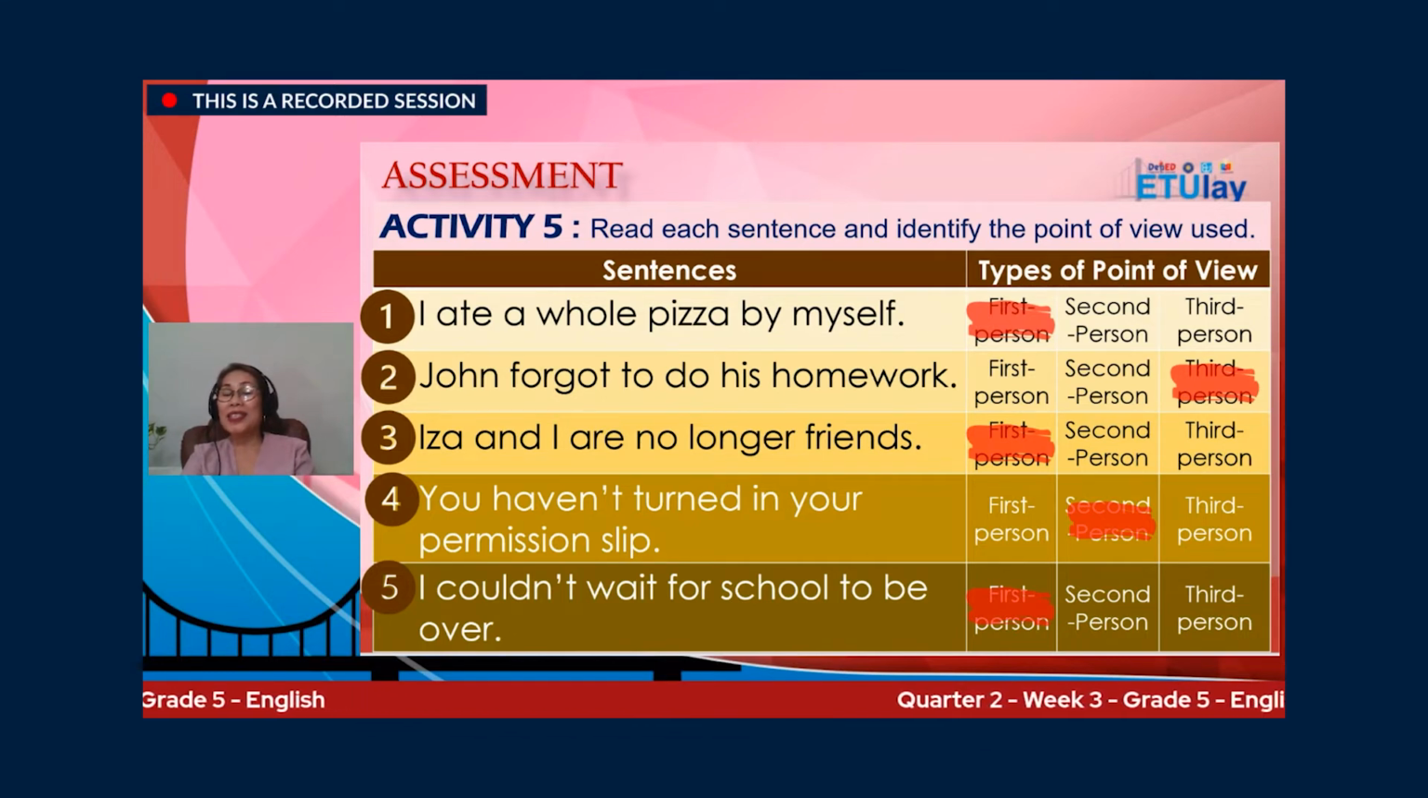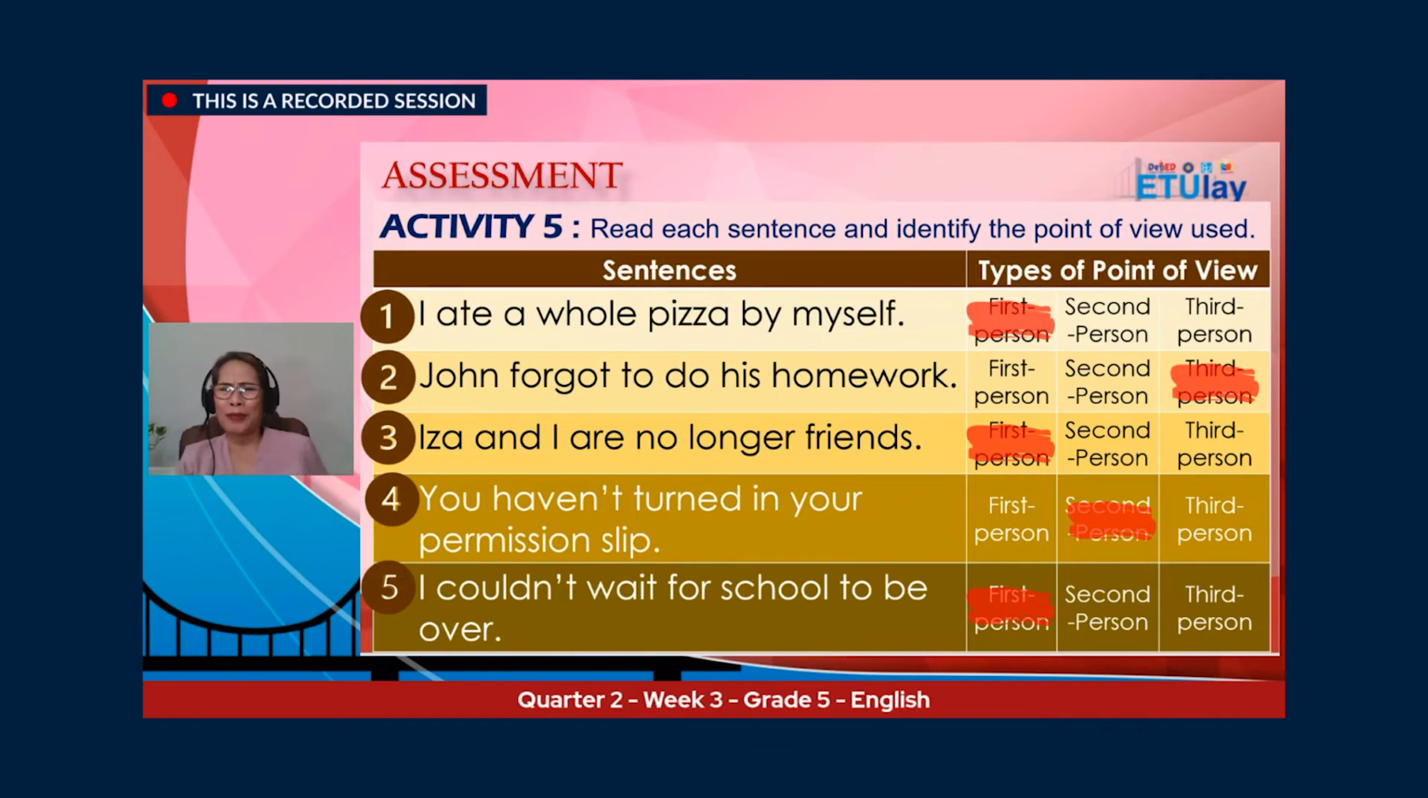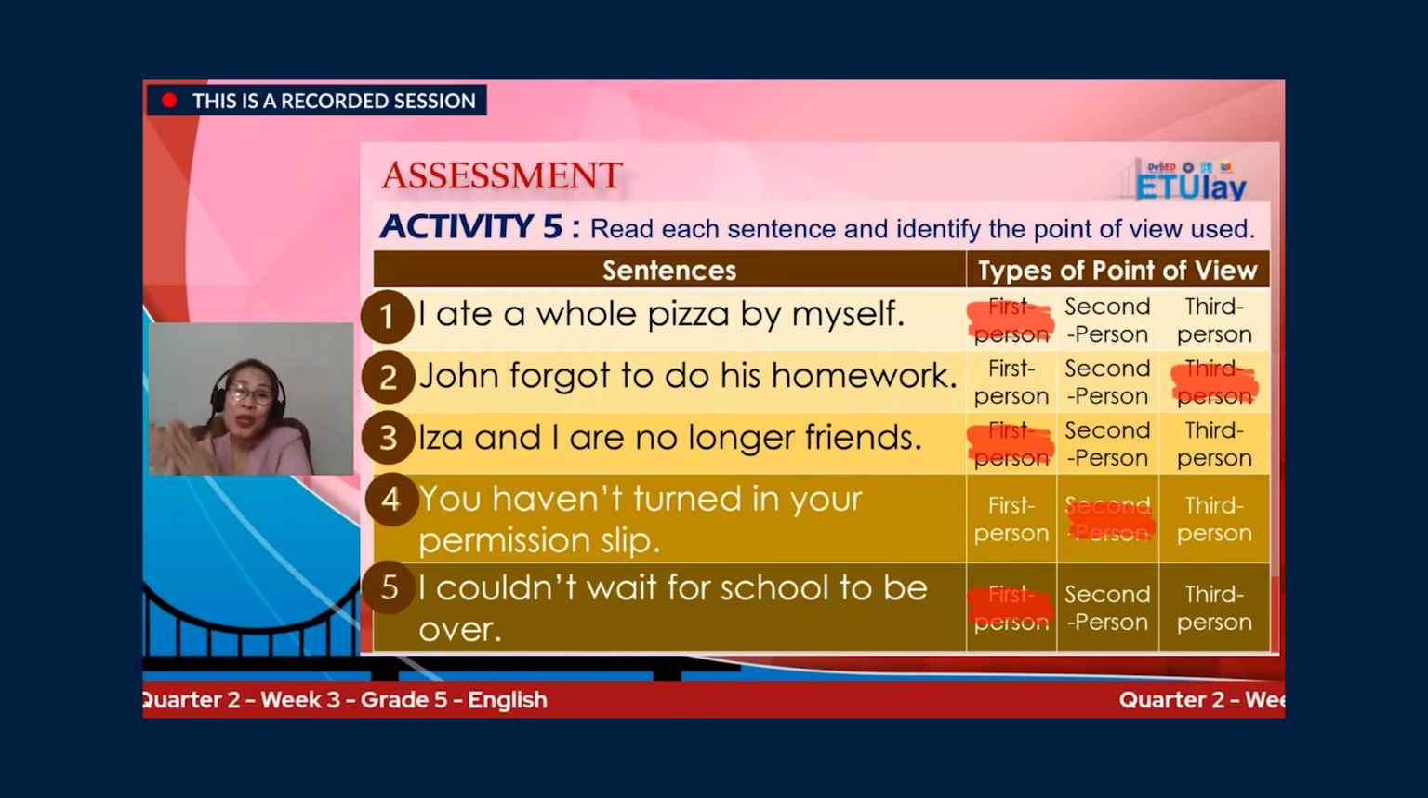Very good. It's first person. Wow, you figured that out fast. Congratulations. Yeah, another round of applause to all of you.